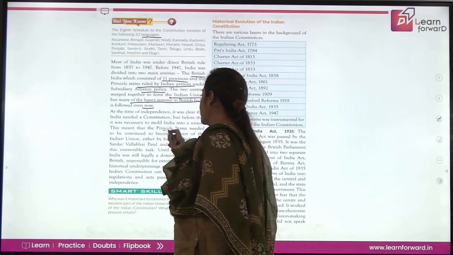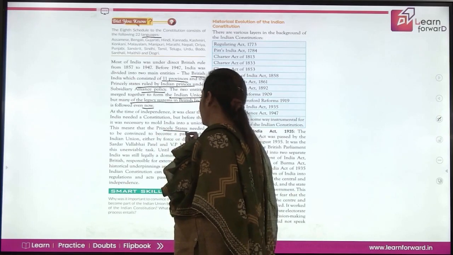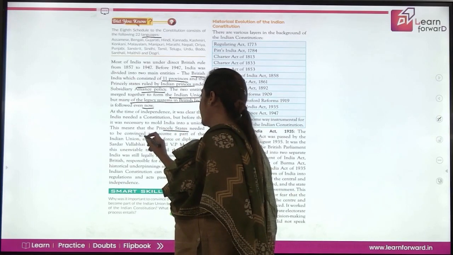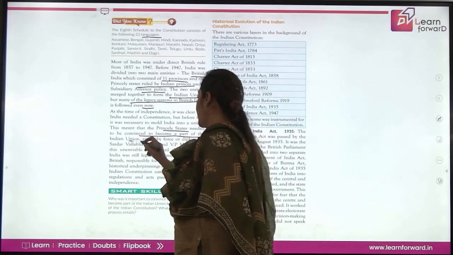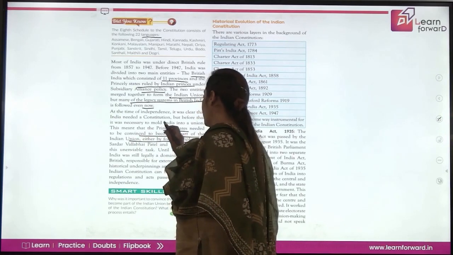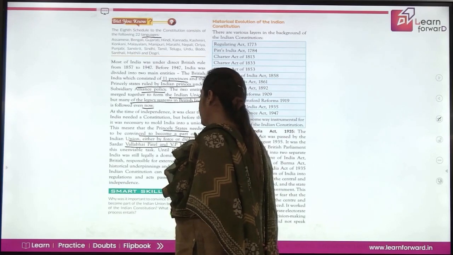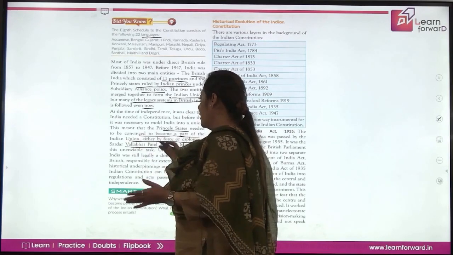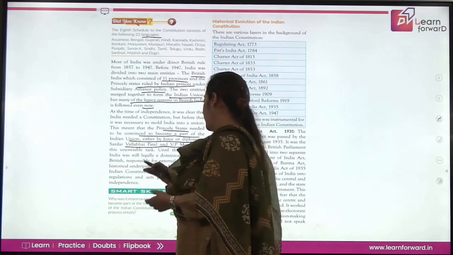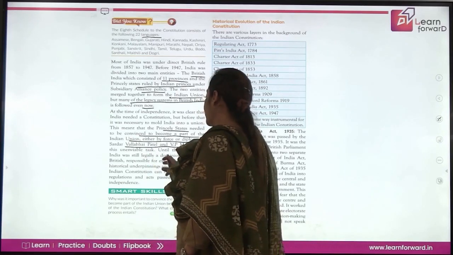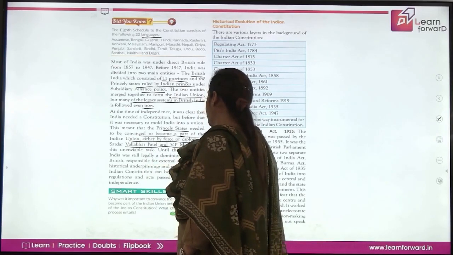This meant that the princely states needed to be convinced to become a part of the Indian Union. तो princely states को मनवाना था कि वो इंडियन यूनियन का पार्ट बन जाए, या फोर्स या डिप्लोमेसी से, और ये काम किया सरदार वल्लभ भाई पटेल और एबीपी मेनन ने. इस काम को एग्जीक्यूट किया, प्रिंसली स्टेट्स को कन्विंस किया कि वो इंडियन यूनियन का पार्ट बन जाए. So until this happened, India was still legally a dominion under the British, responsible for external security.